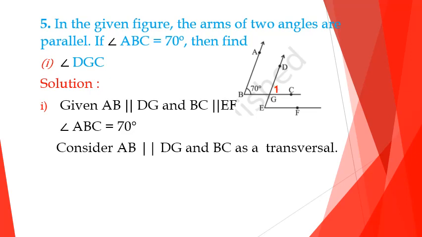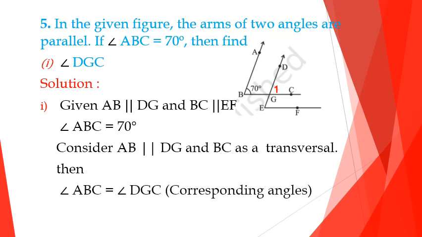So what is the name of these angles? Yes, they are corresponding angles. And if the lines are parallel, the corresponding angles are equal in measure. Hence we can write angle 1 equal to 70 degrees. That is, we have to find angle DGC. Angle DGC equals 70 degrees.